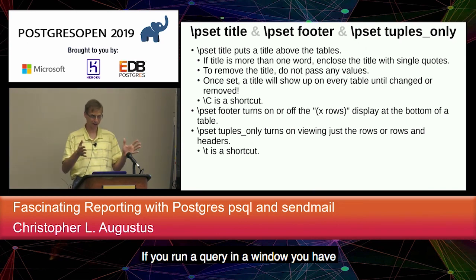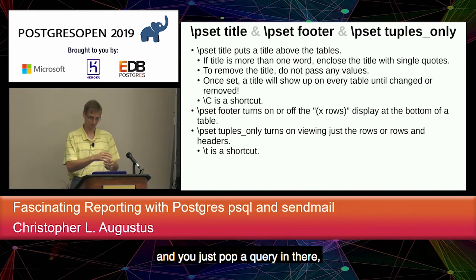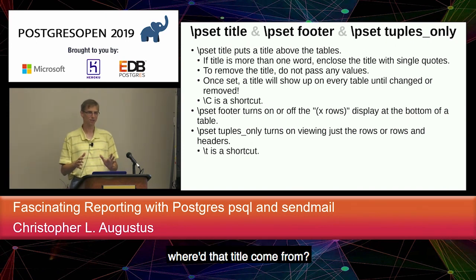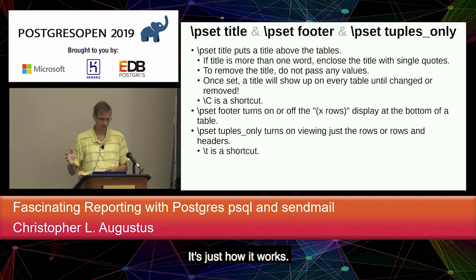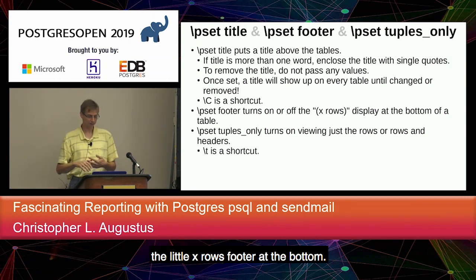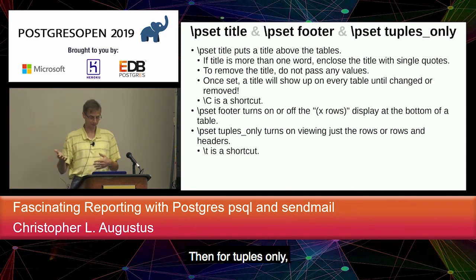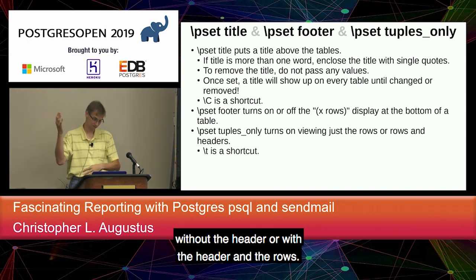If you run a query in a window, and then an hour later you run another query, it comes up, and it's like, where'd that title come from? Oh yeah, an hour ago I'd set that. That's just how it works. There's a backslash C as a shortcut for that. You can also turn on and off the little X rows footer at the bottom. And for tuples only, you can make it show just the rows without the header, or with the header and the rows.